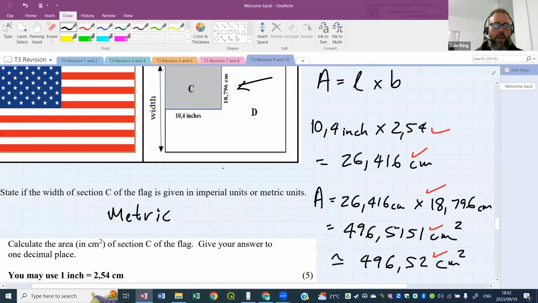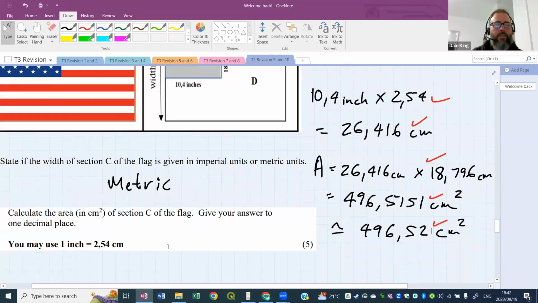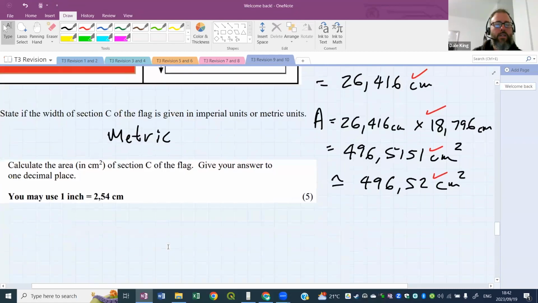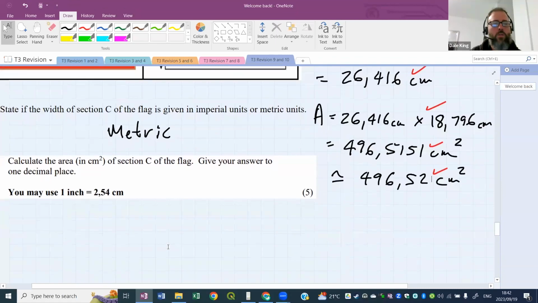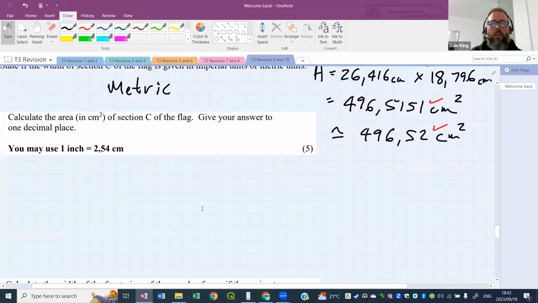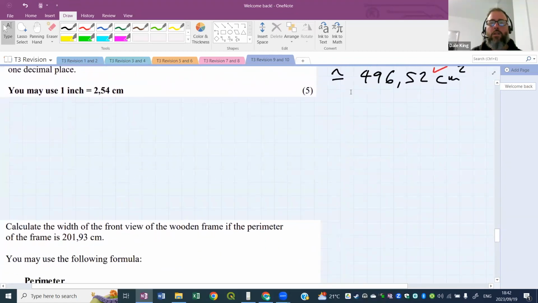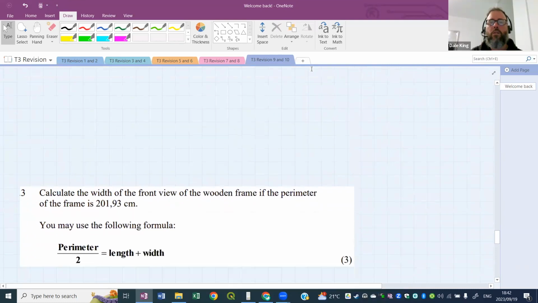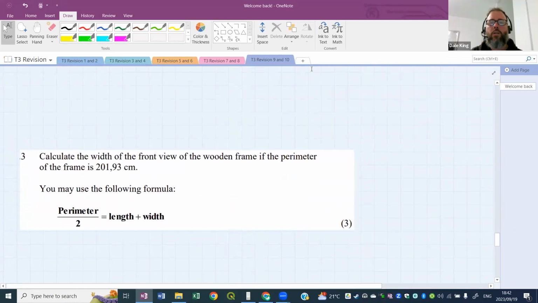All right, worked out the area. What else? Frame is 201,93. So, you guys still hear me? Real good? You're all good? You can all hear me?